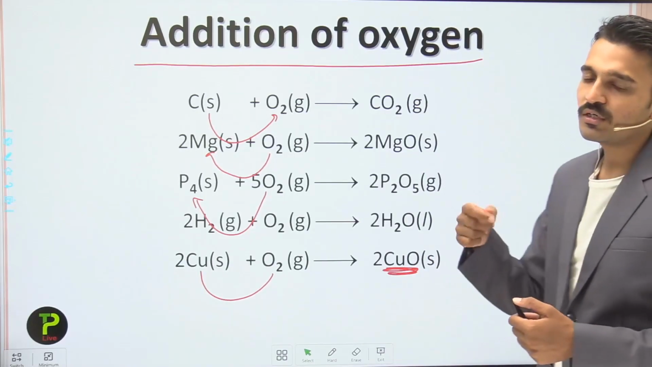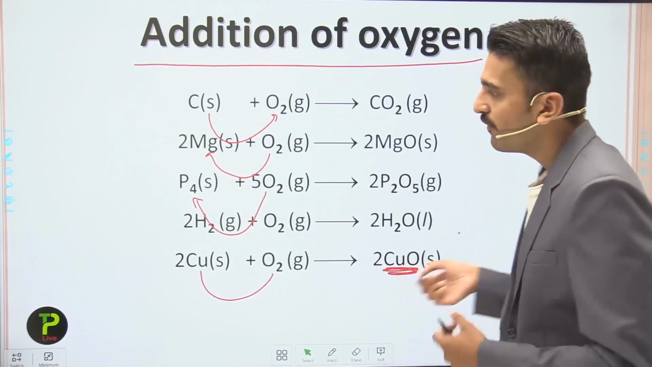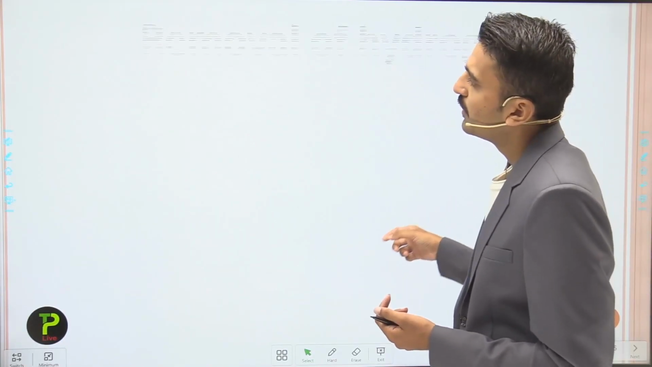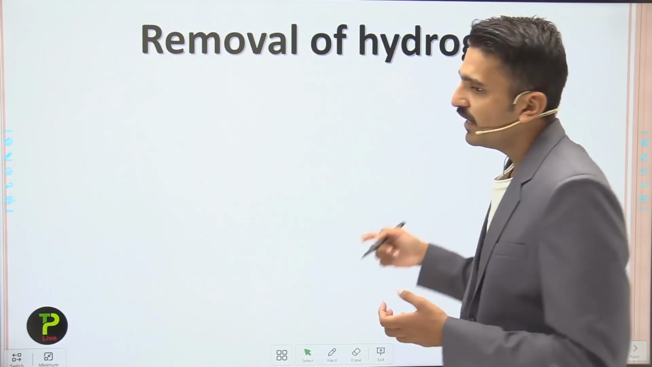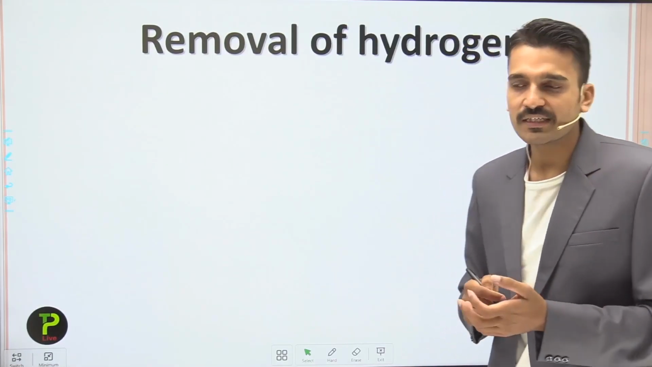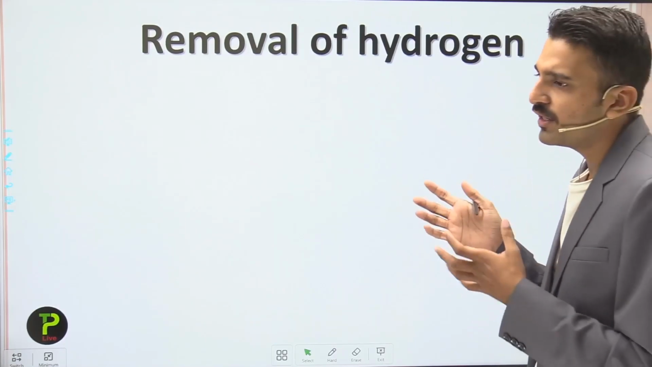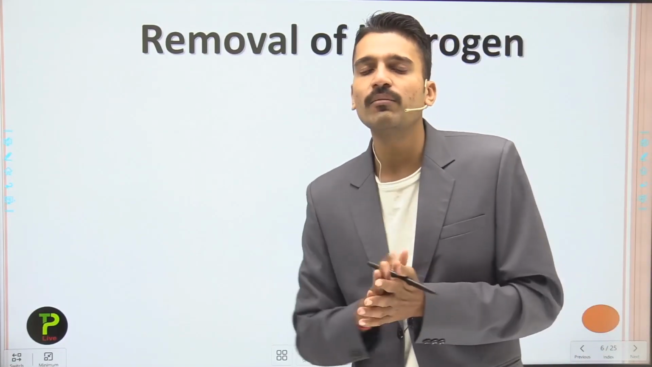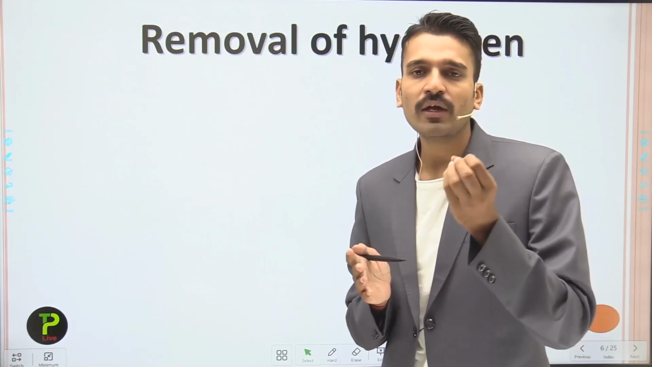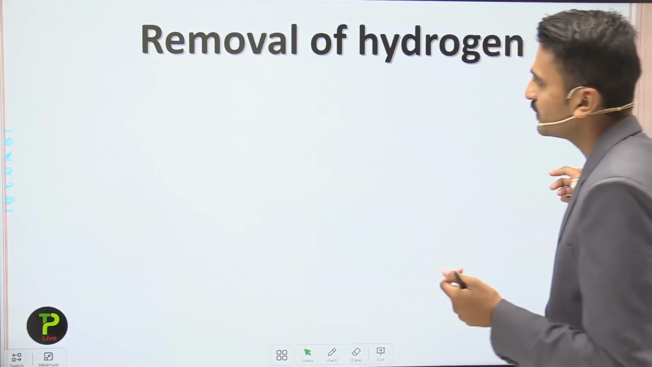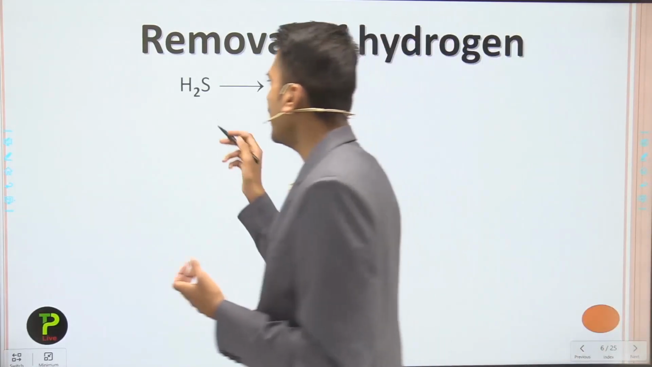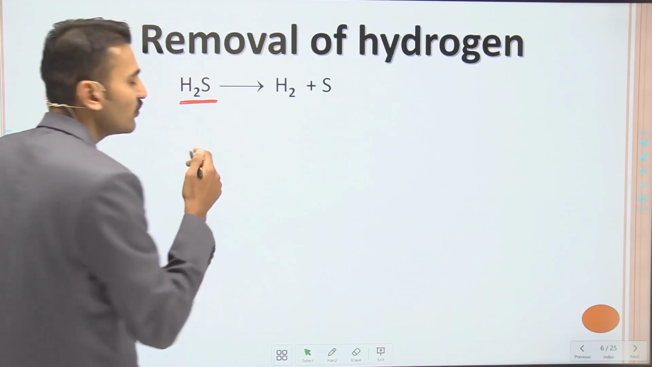So moving on to the next part, that is the removal of hydrogen. You see here that if oxygen is not available, then how can you define oxidation reaction? You can define it on the basis of hydrogen atom. If there is a removal of hydrogen atom from any compound, you can say that that compound has undergone an oxidation reaction. Just for an example, if you see H2S, in this case there is no oxygen available.